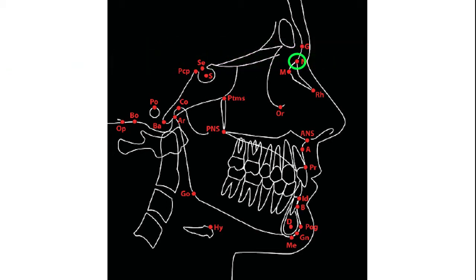Nasion. It can be abbreviated as N or NA. The definition of nasion is the intersection of the internasal and frontonasal suture in the mid-sagittal plane.